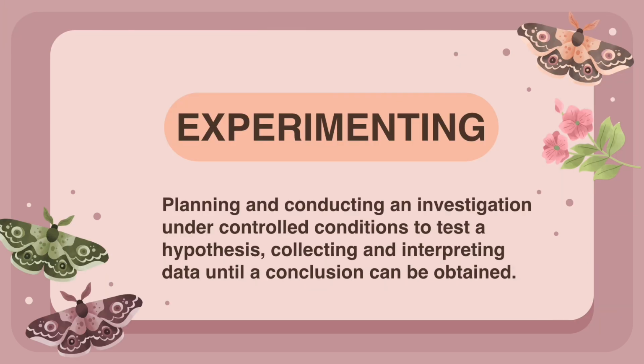And the last science process skill that you need to master is experimenting. In experimenting, you need to plan and conduct an investigation under controlled conditions to test a hypothesis, collecting and interpreting data until a conclusion can be obtained.